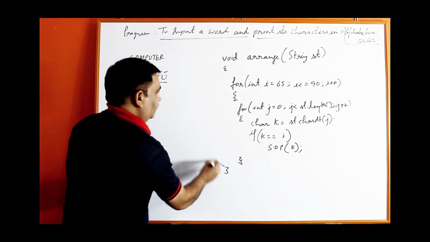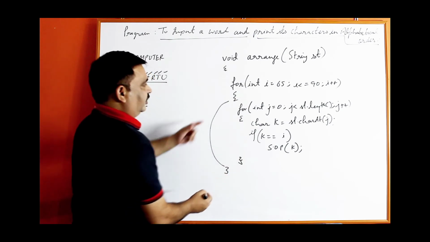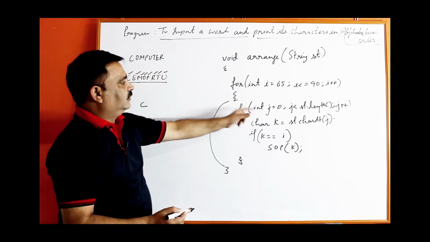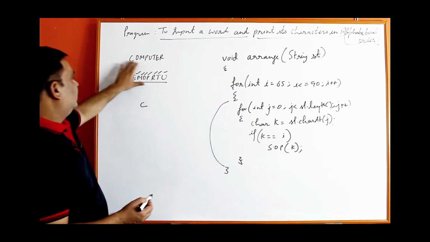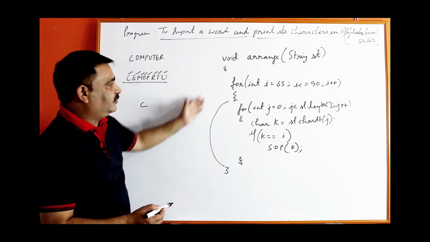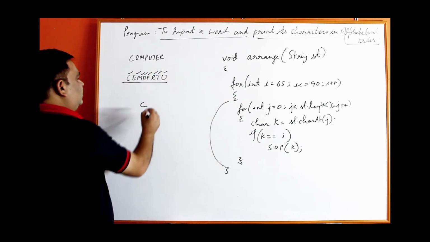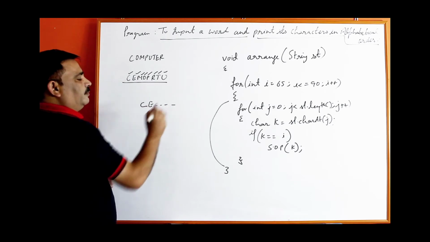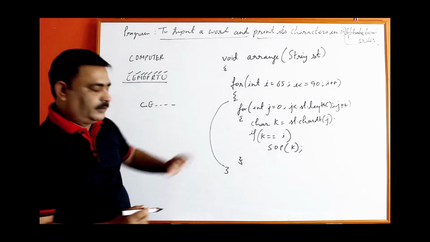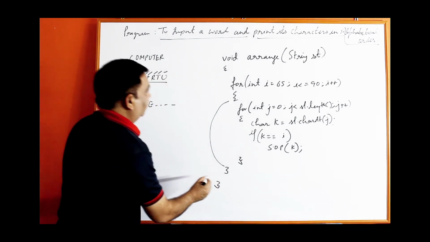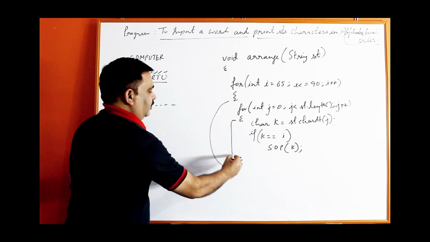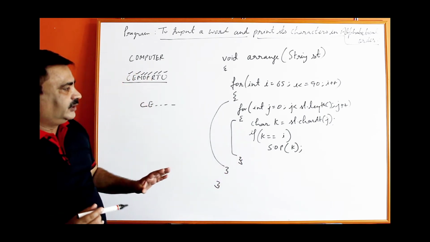Next time search D. No D is there, nothing will be printed. Next time search E. E is there, so E will be printed. In this way you can print all the characters in alphabetical order and close the function. This is the inner loop, outer loop and function.